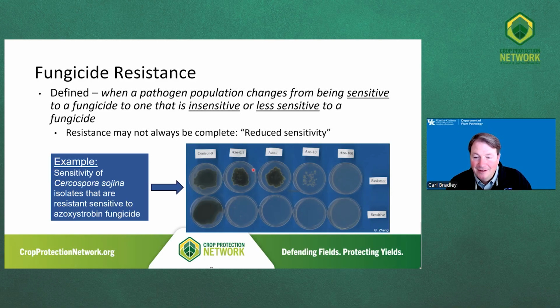This next column shows 1 part per million. You can see that resistant isolate still growing, but you don't see any trace of that sensitive isolate. And it's really 100 parts per million where you get almost complete inhibition of the resistant isolate, which looks a lot like 0.1 part per million for the sensitive isolate. So that's an example of what fungicide resistance looks like when we take these isolates into the lab and do these tests.